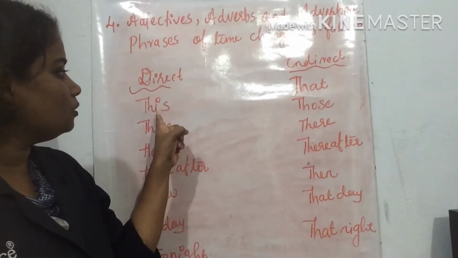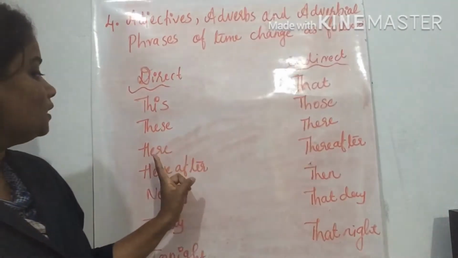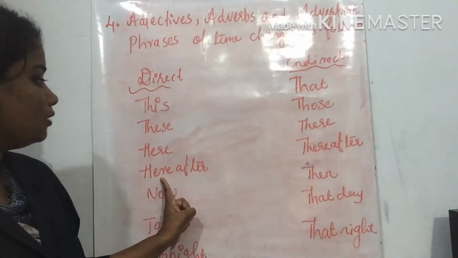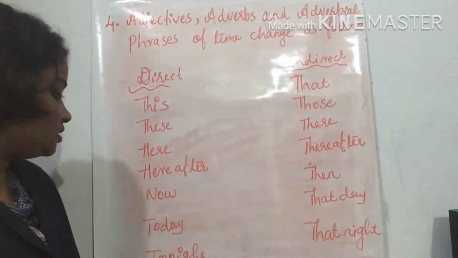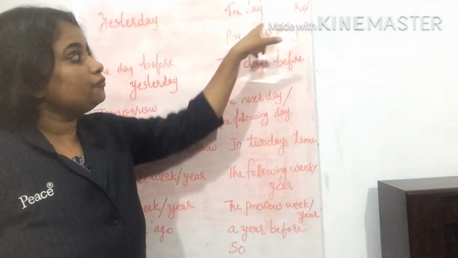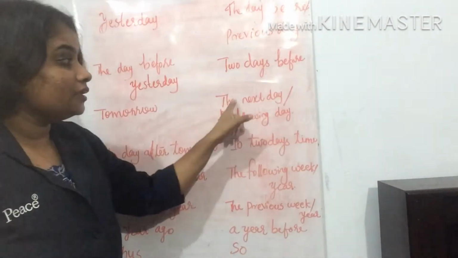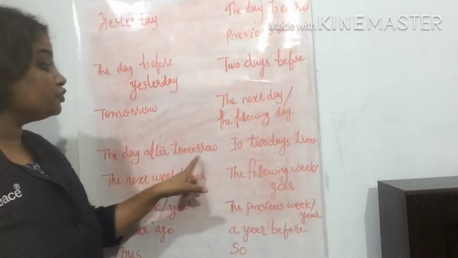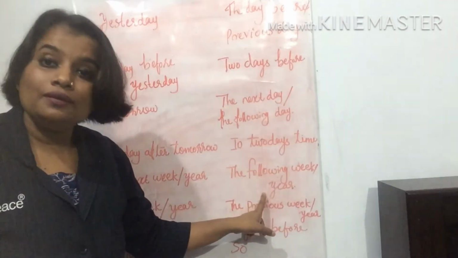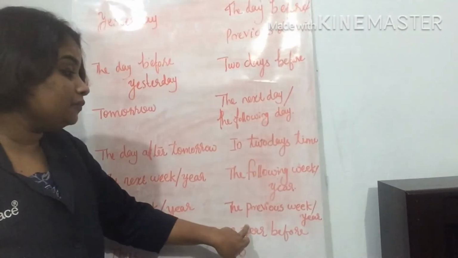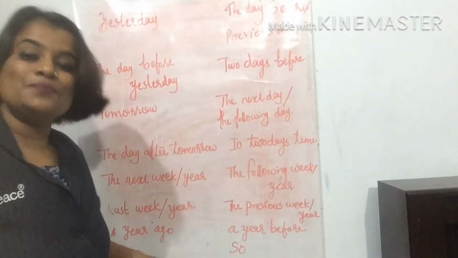The changes that occur: this becomes that, these become those, here becomes there, hereafter, thereafter, now becomes then, today becomes that day, tonight becomes that night, yesterday becomes the day before or the previous day, the day before yesterday becomes 2 days before, tomorrow becomes the next day or the following day, the day after tomorrow becomes in 2 days' time, next week or year becomes the following week or year, last week or year becomes the previous week or previous year, a year ago becomes a year before, thus becomes so.